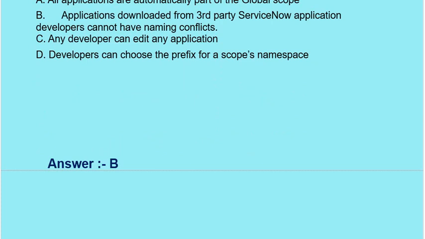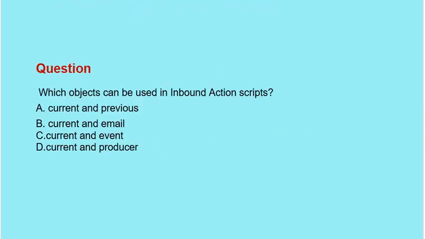Correct answer is option B. Question is, which object can be used in inbound action scripts? Option A, current and previous. Option B, current and email. Option C, current and event. Option D, current and producer.